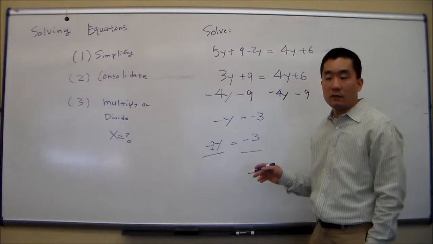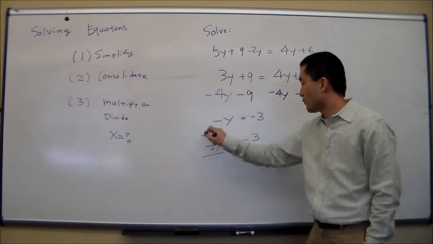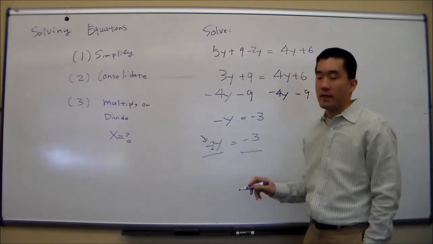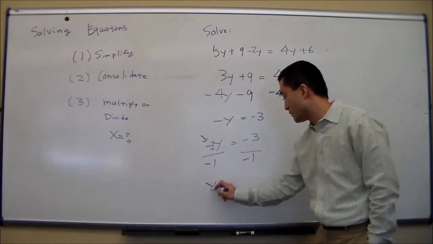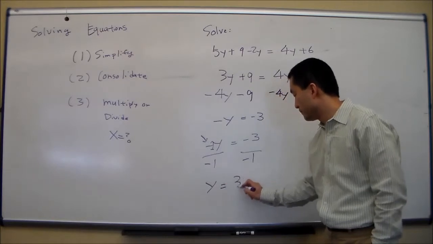Divide by what number? That's always the question, but it's always the number in front. So in this case, negative 1. So negative 1, negative 1. So if I solve this, y is equal to 3.